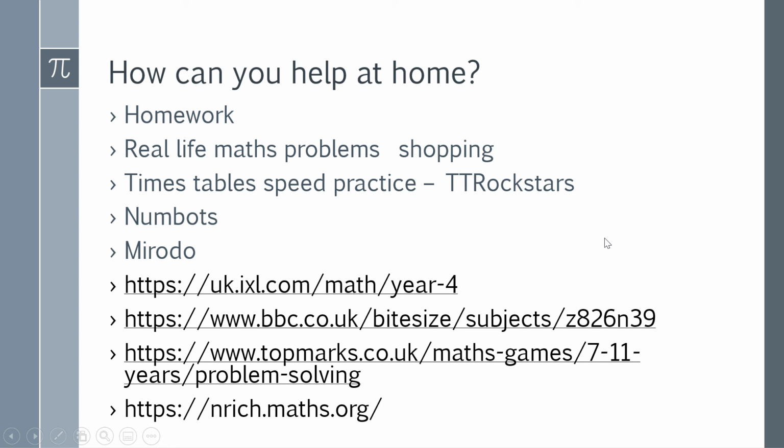We then, using Numbots, the online resources, and Morodo, that's where their homework's set. All homework is now online, nothing's going to be paper copied. If they're ever confused about a certain topic in maths that we're doing, and at home you want some extra support, here are some websites that are really good. BBC Bite Size, as you all know, has some brilliant videos to talk them through it. Top Marks has some great games to help them solidify their understanding, and Enrich down here as well, some brilliant problem solving activities that you can do at home.